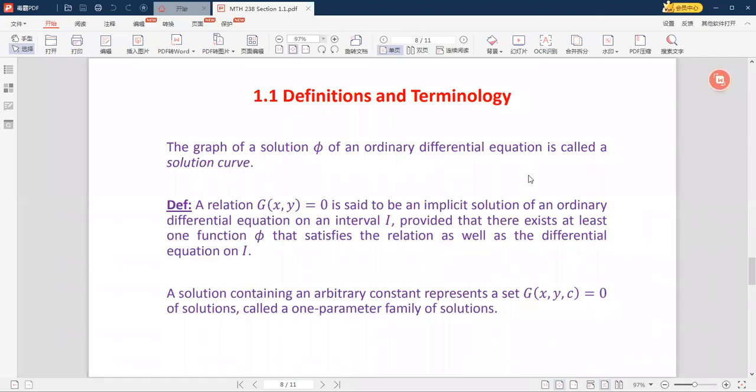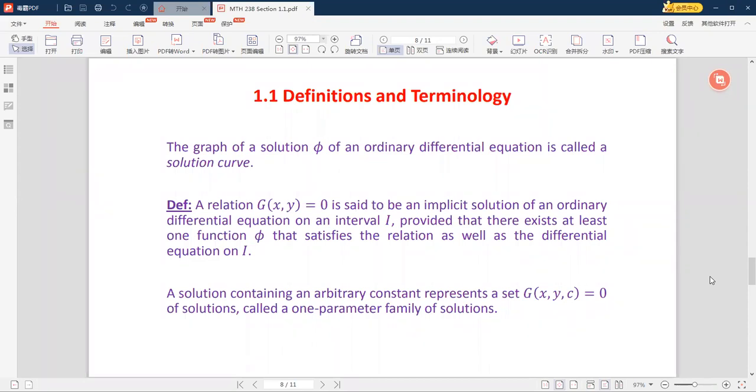Okay. So I think we're good to start. Last time we just gave some definitions about differential equations.